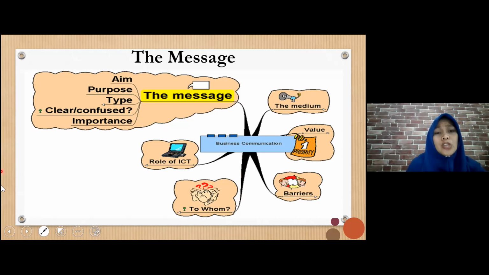And types of message could be an important factor in determining the content and the approach of our communication, whether it is good news, bad news, important, urgent, an order, an instruction, or only a request. We need to know what the aim, what the goal of the message is.